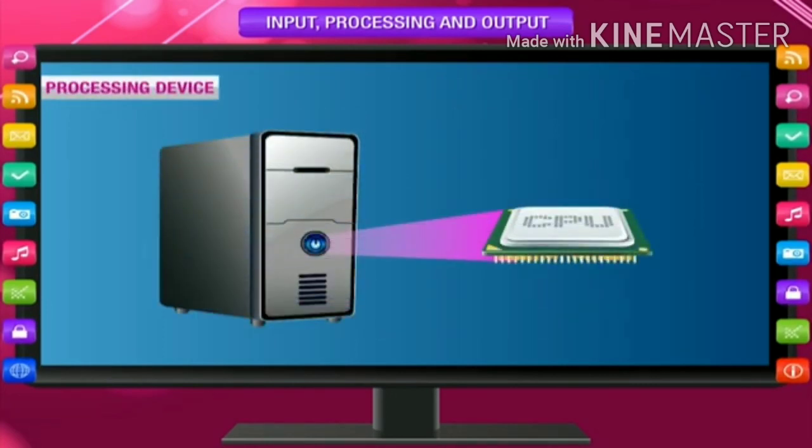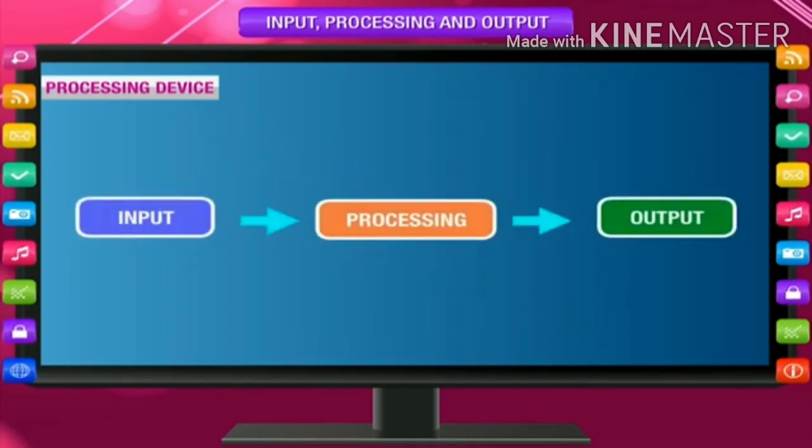Processing device. CPU. Full form of CPU is Central Processing Unit. The CPU is the main component which is used to manipulate data. Input, processing, output. This is called the IPO cycle. Computer works on the IPO cycle.